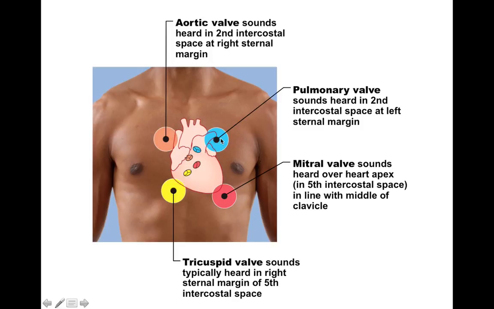Now what's odd here is that the atrioventricular valves are heard much lower. It's better to listen for the AV valves in the fifth intercostal space. So you can hear the tricuspid valve, or right atrioventricular valve, in the fifth intercostal space just to the right of the midline. And you can hear the left atrioventricular valve, or mitral valve, in the fifth intercostal space pretty far to the left, just beneath the left nipple here.